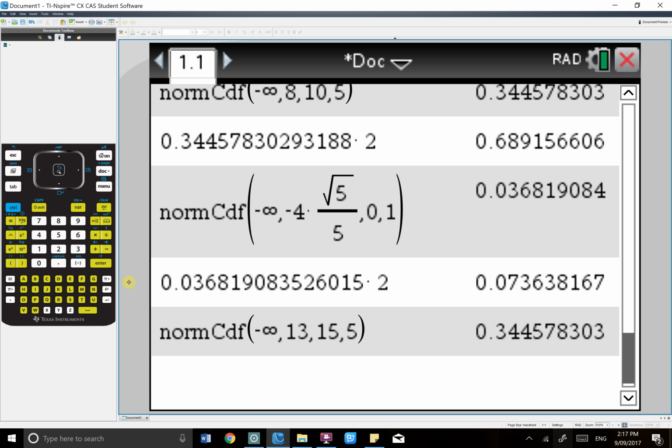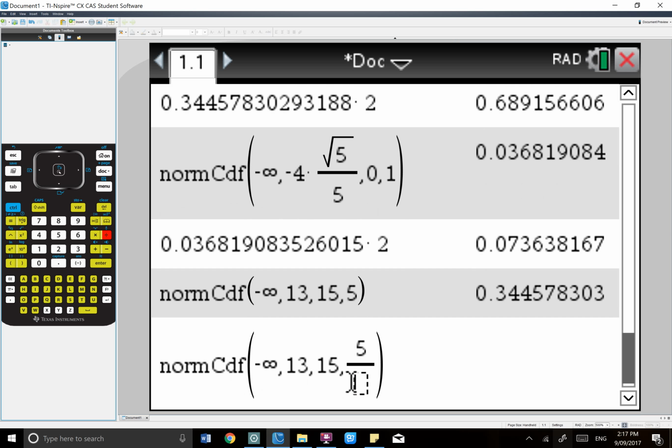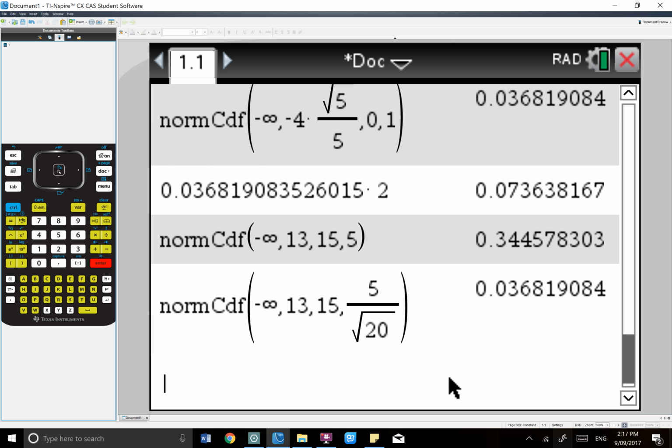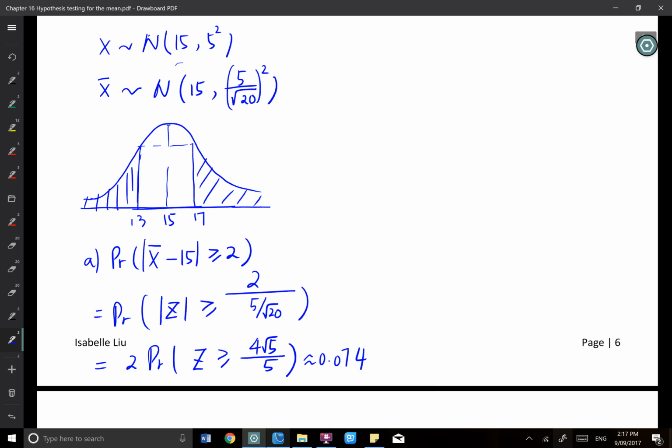No, not 5. The standard deviation is not 5. The standard deviation is 5 over square root 20. Yep, that's the same value as this one gives me, n times by 2. It's still the same. I can either look directly from the graph and calculate the area, or I can use this method to calculate it. Okay?